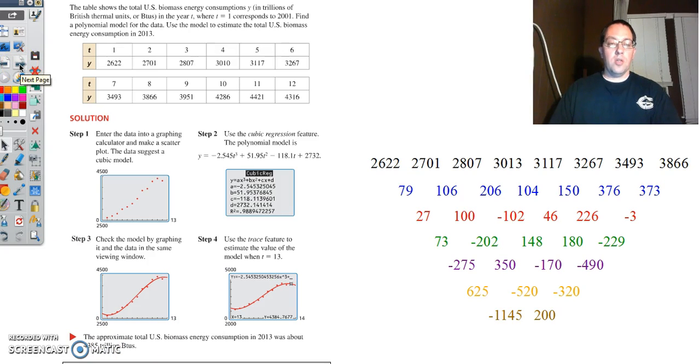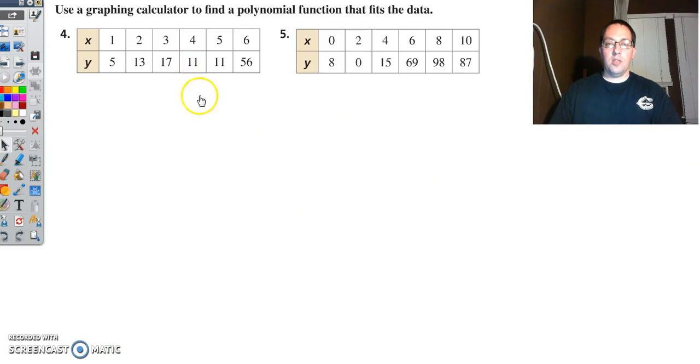Okay. So what I want y'all to do is these two here. Pause the video, put these in the stat lists, look at the scatter plot, figure out what degree function it's going to be. Is it linear, cubic, quartic, quadratic? What is it? And then do a regression. All right. Not going to make any predictions. Just get the regression equation. All right. So pause the video and then come back.